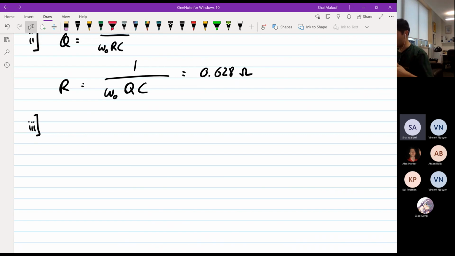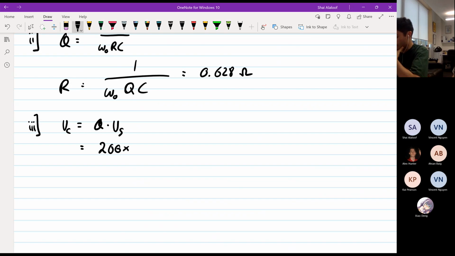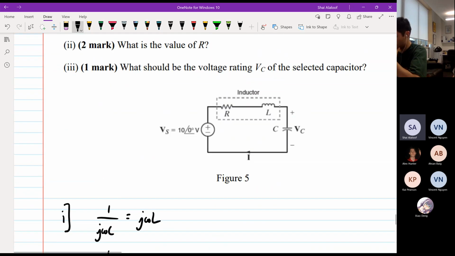This one's a pretty simple one. I don't know if you guys remember, but there is another equation in the slides which essentially says that the capacitor voltage is equal to Q times the source voltage. It's not a very well-known one, but you can just quote it. Like I said, it's open book, so you can have equations with you on the day. So VC is Q times VS, where Q is the quality factor of 200, and VS was 10.